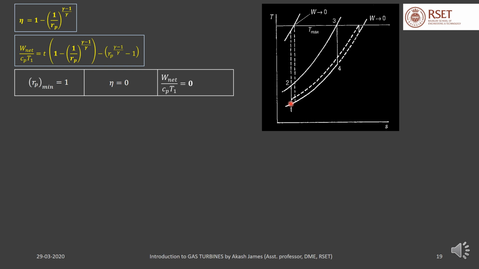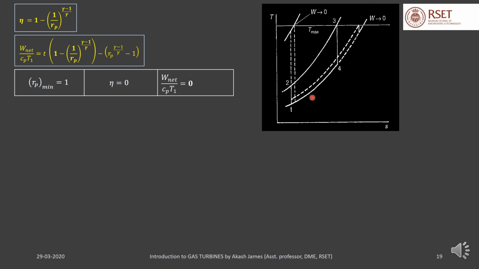Again, when the pressure ratio is 1, the states 1 and 2 will coincide. So the heat addition process, which is a constant pressure process, will trace out this constant pressure line until it reaches the maximum temperature at state 3. Since the pressure ratio is 1, states 3 and 4 also will coincide, and the heat rejection process from 4 to 1 will also follow along the same line.